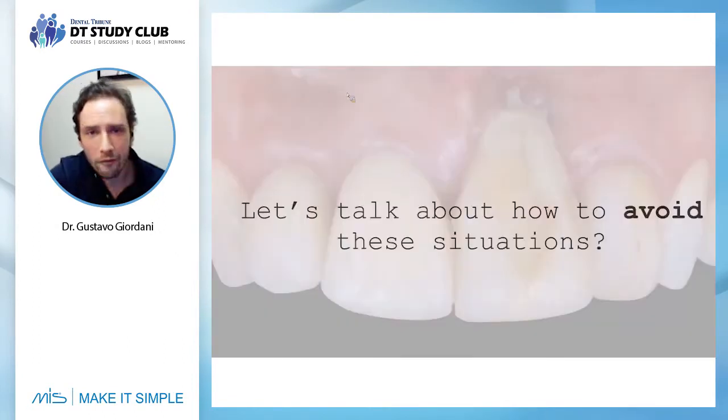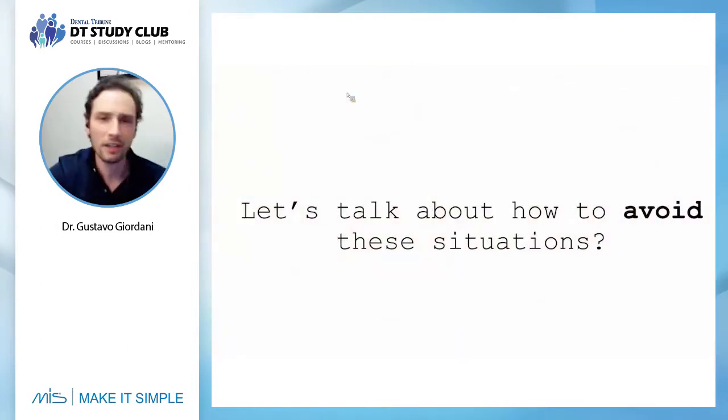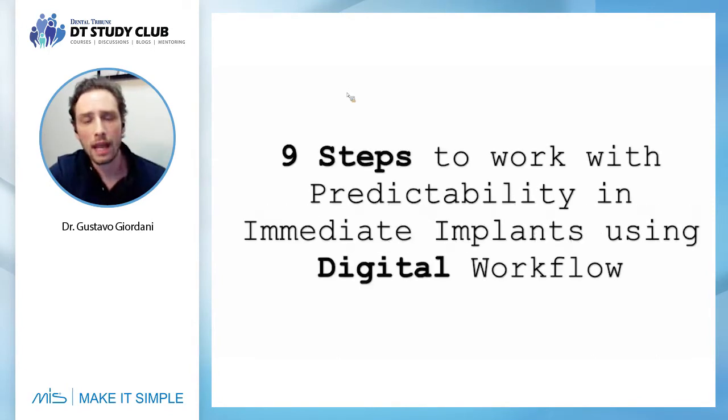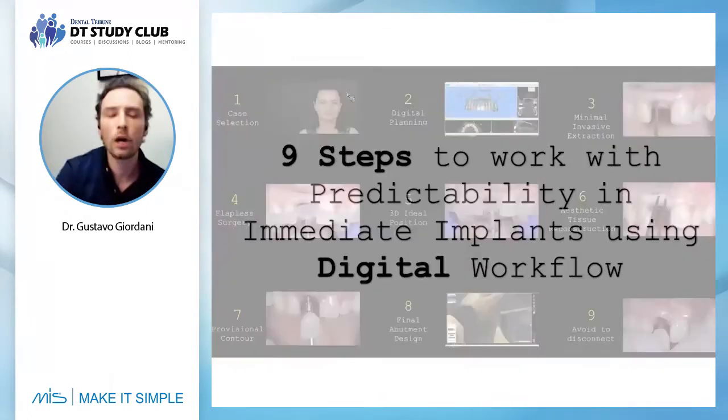So I'm going to focus in these 45 minutes that I have on showing you how we can combine the scientific evidence with our clinical experience and have a very predictable result, avoiding these kinds of situations. And I'm going to explain 9 steps to work with predictability in immediate implants. So when your patient comes to your office and you need to extract one single central, how can you work with predictability? I'm going to show this case to you.